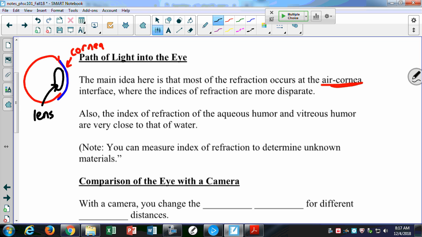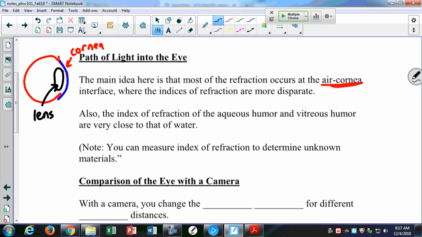And both of those act to refract light, but most of the refraction occurs as light comes along here, and then it bends, and then it'll go through the lens. And then a little bit of refraction, a little bit of bending of light occurs at the lens, but most of it occurs at the air-cornea interface, when it goes from air to the cornea.